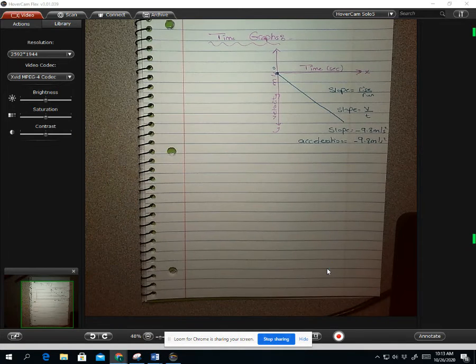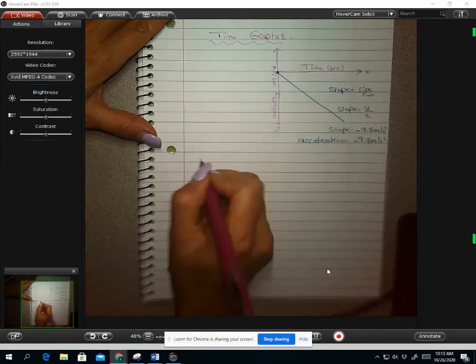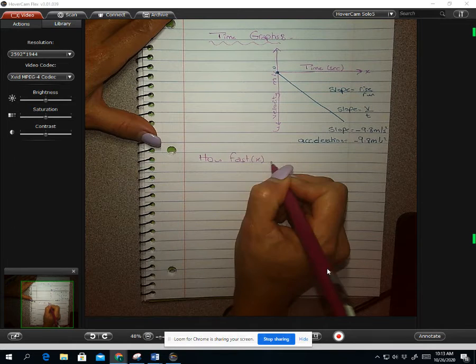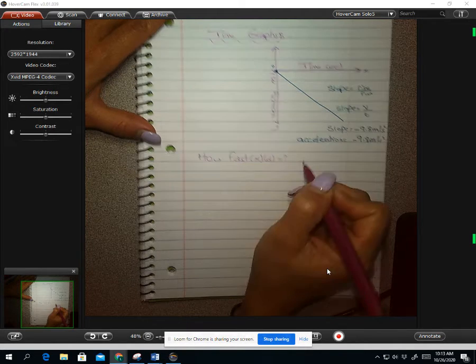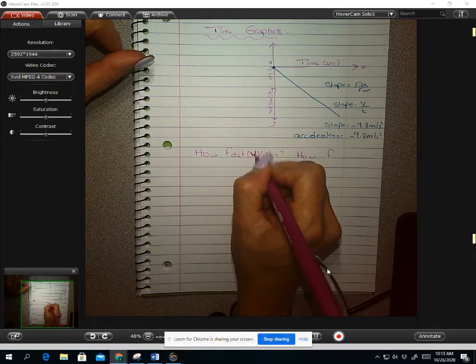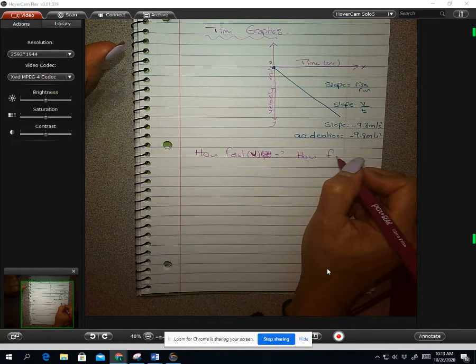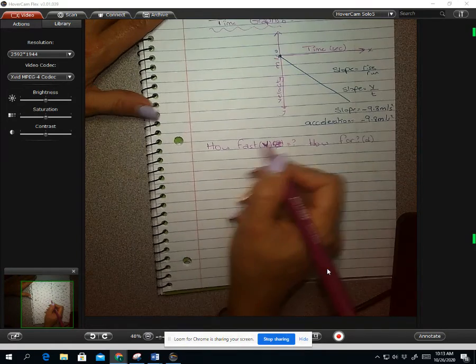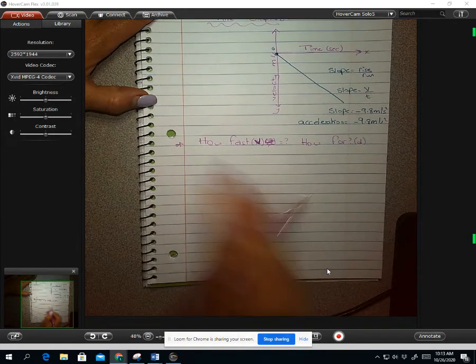Okay? So every time an object starts moving, we know that it is starting from rest. So the question would be how fast. That means what is your X or your D, or how fast is your velocity, and how far would be your distance. That's what we're going to find out. How do we find how fast, what is your speed, or how far?